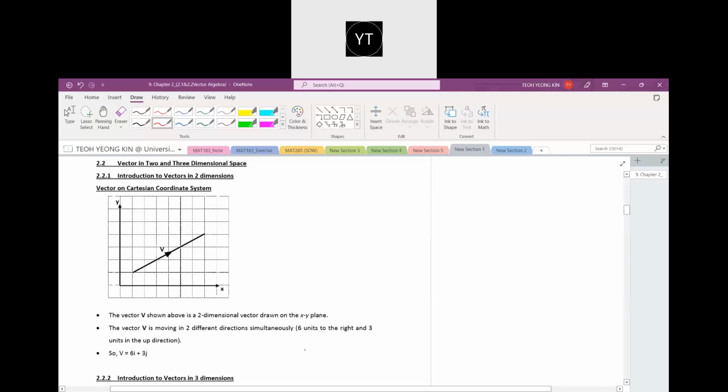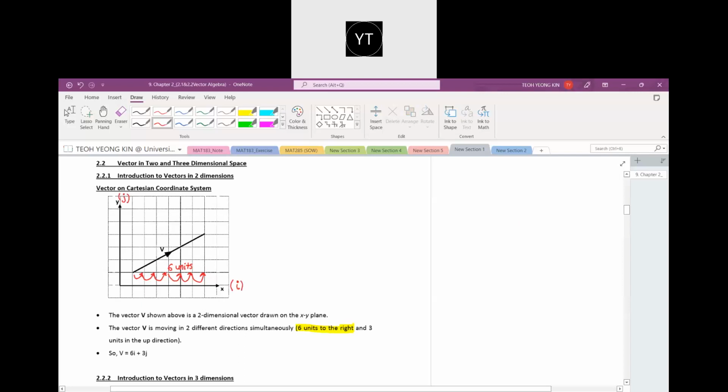Di mana adalah 6 unit to the right. Dia bergerak 6 unit to the right. You can see from here, 6 units: 1, 2, 3, 4, 5, and 6. So here is 6 units to the right. So untuk X axis, we are using the unit I. Kita akan guna I. Whereas for Y, we are using J.